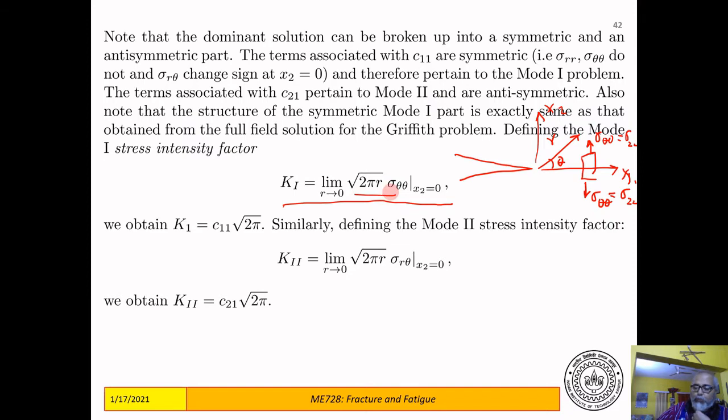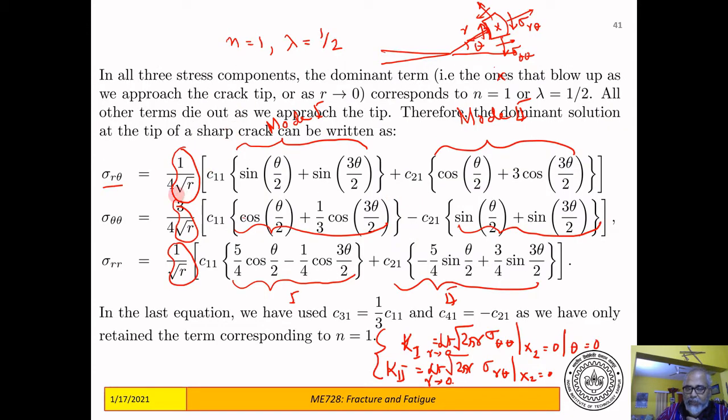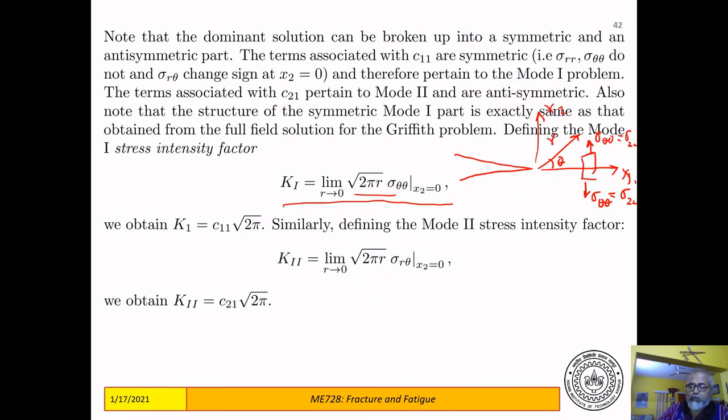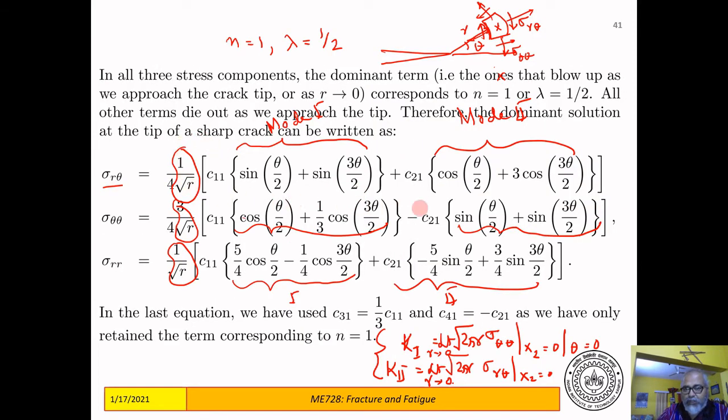Why do we multiply by root 2 pi r? Because we have this 1 by square root r singularity. The stress is infinite as r tends to 0, but if we multiply by root r on both sides, then the stress times root r is a non-singular term that depends only on theta. So at theta equal to 0, as r tends to 0, this quantity is defined as the mode 1 stress intensity factor, and K2 is this quantity, which is the mode 2 stress intensity factor. If you carry out this limit, if you multiply both sides by root r, this does not depend on r at all, or none of the terms depend on r anymore.